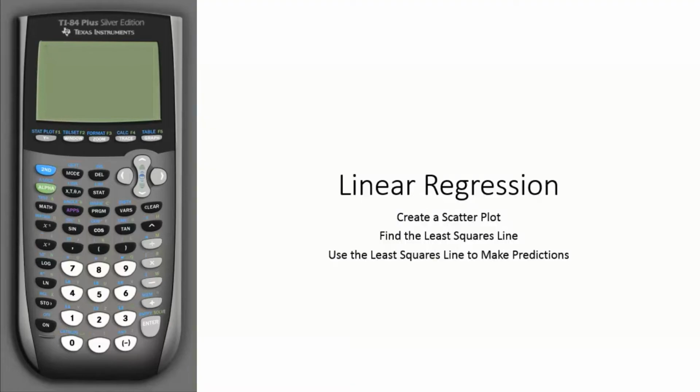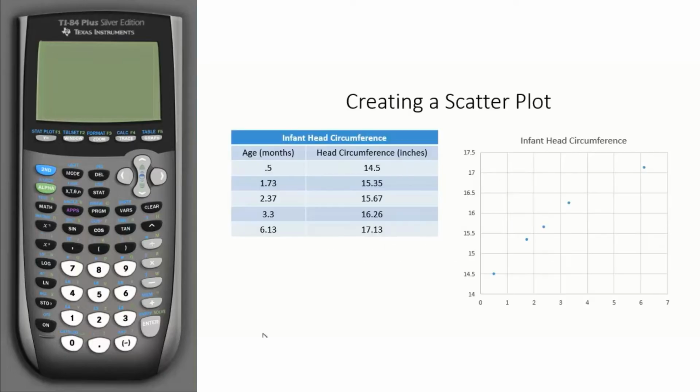In today's video, we will be talking about linear regression. We will learn how to create a scatter plot, find the least squares line, and use the least squares line to make predictions. For this lesson, we will be using a data set about an infant's head circumference, where X is the infant's age in months, and Y is the infant's head circumference in inches.